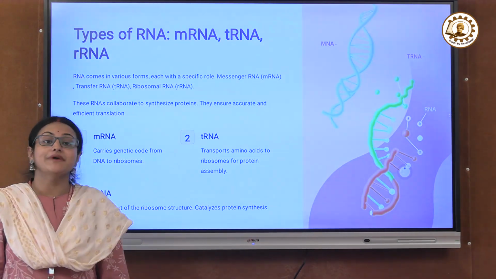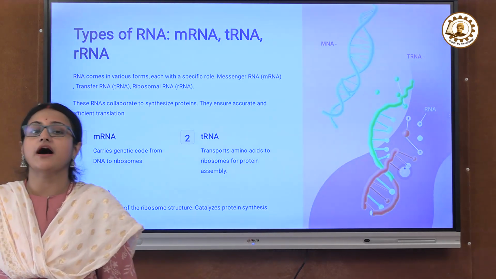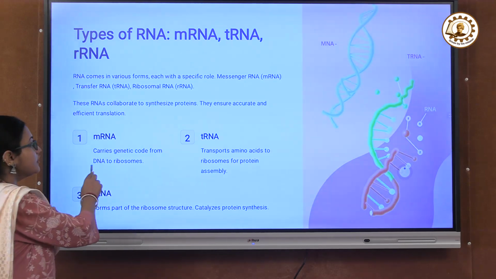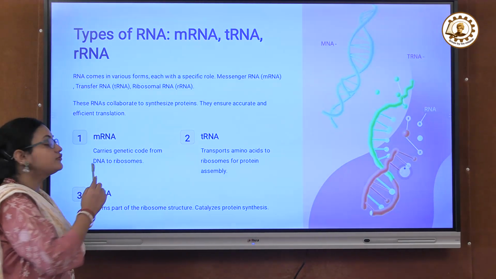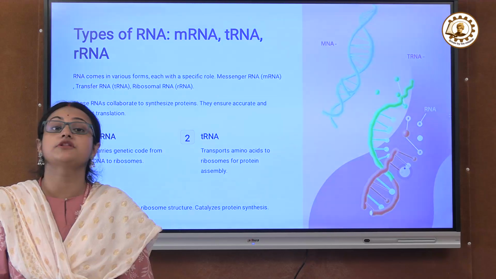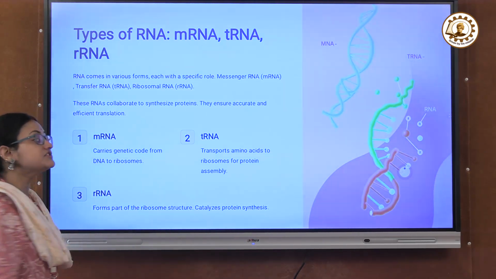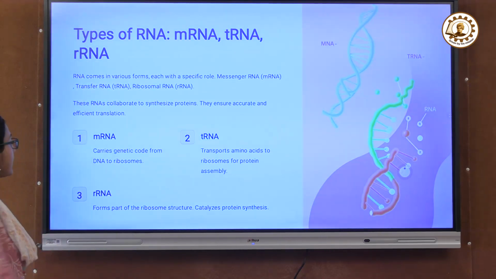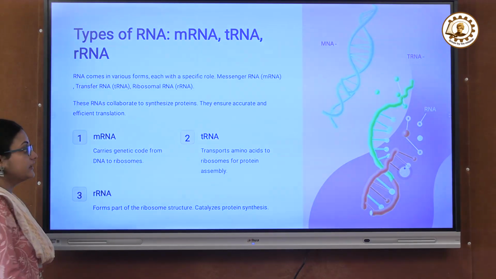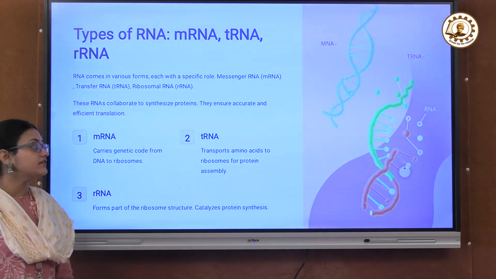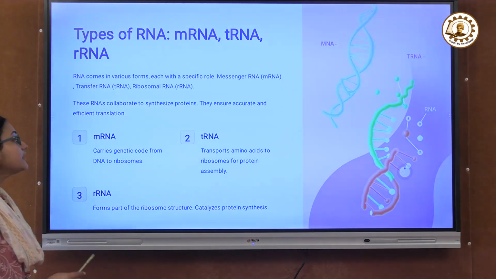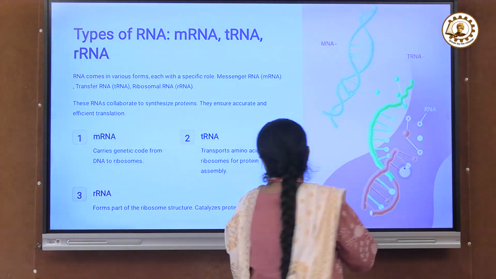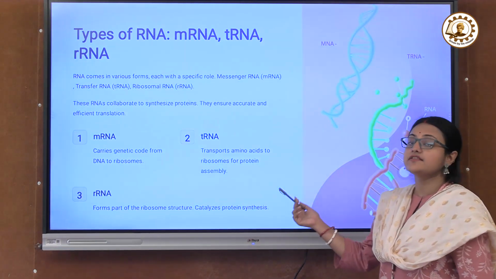Types of RNA. There are mainly 3 types of RNA, though some other non-coding RNAs are present. One is mRNA, which carries the genetic code from DNA to the ribosome. This mRNA codes for the protein. Another one is tRNA, which is called transfer RNA. mRNA is messenger RNA, tRNA is transfer RNA, and rRNA is ribosomal RNA. tRNA transports the amino acids during translation to the ribosome for protein assembly, and rRNA forms a part of the ribosome structure and catalyzes the protein synthesis.